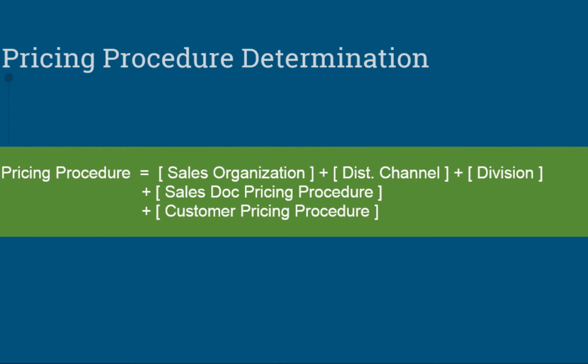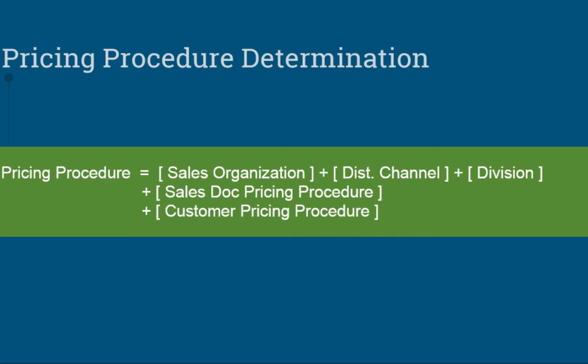If you are configuring pricing procedure, then you really have to remember this rule, or should I say a golden rule. It's really simple. In the determination process, pricing procedure is equal to sales organization plus distribution channel plus division plus sales document pricing procedure plus customer pricing procedure.